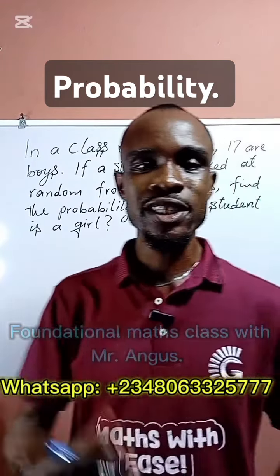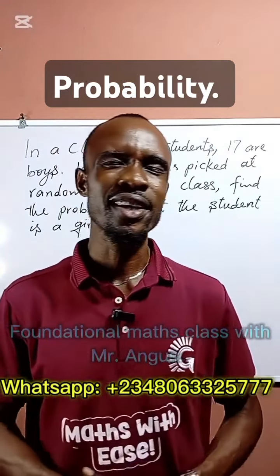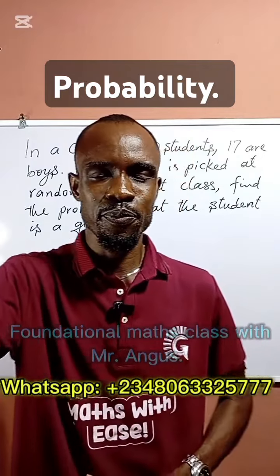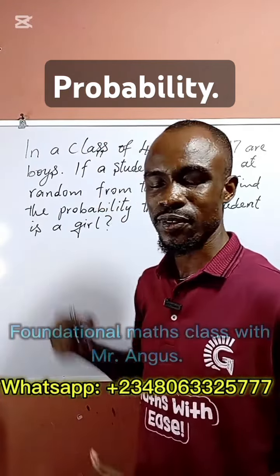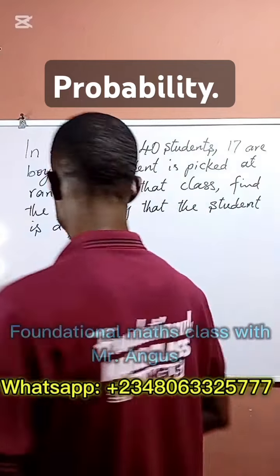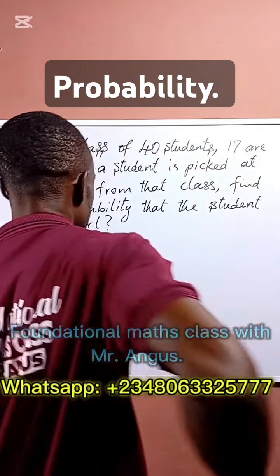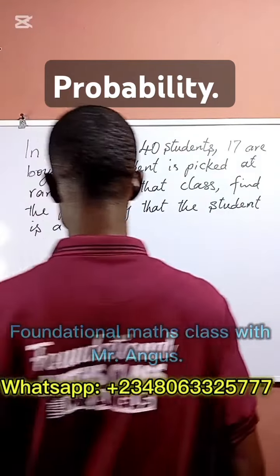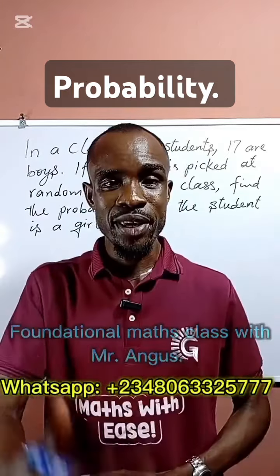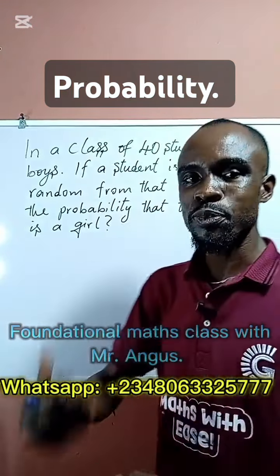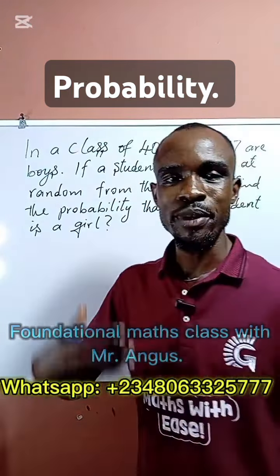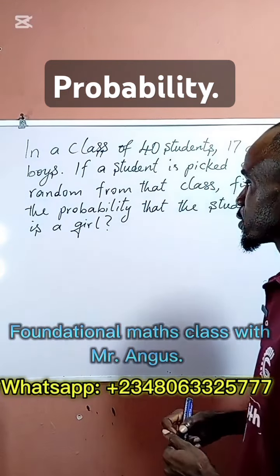If a student is picked at random, that simply means you can either just close your eyes and put your hand to call out a student. Just pick out a student from that class, or you just back the students and pick one of the students out. That is what we mean by picking at random. So when you now pick at random, what is the probability, the possibility that this student will be a girl out of 40 students?